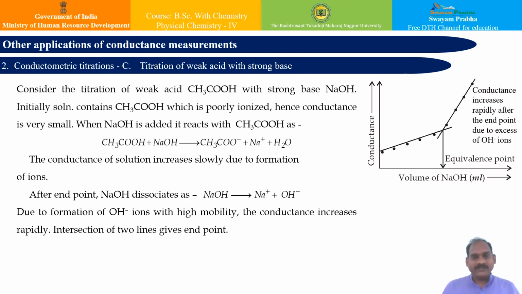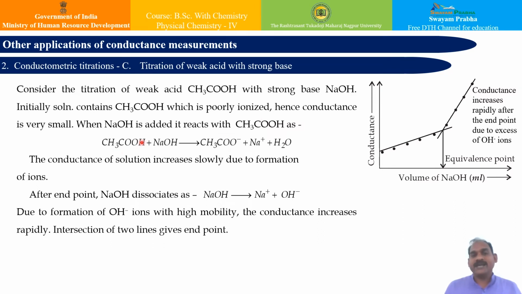The next type of titration is that of weak acid and strong base. So herein the acid is weak and the base is strong. Consider the titration of a weak acid, that is acetic acid, with the strong base NaOH. Initially the solution contains acetic acid, which is poorly ionized, and hence the conductance is very small.